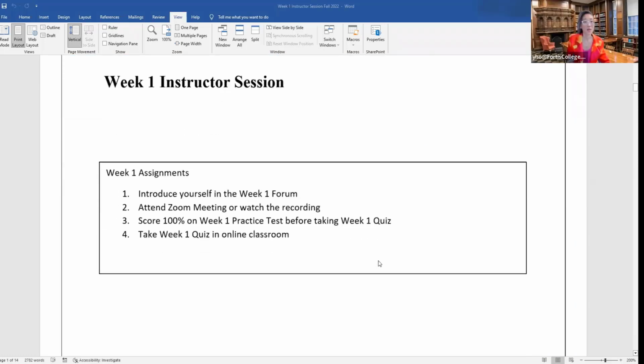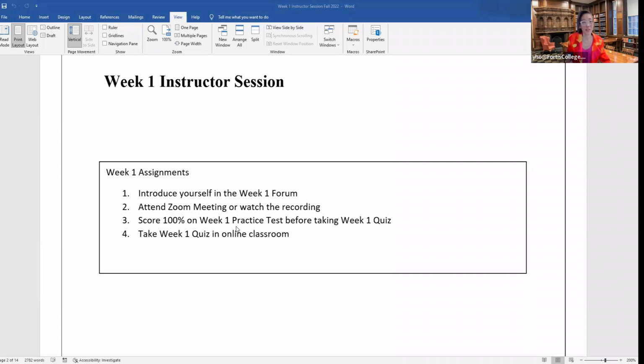In the week 1 instructor session, we introduced ourselves, and I always tell people to attend the Zoom meeting before they take the quiz. And you can take your quiz after you score 100% on the week 1 practice quiz. The practice test is inside this lesson. After I give the lesson about the grammar rules, we all take a practice quiz. And the practice quiz questions are the actual questions on your week 1 quiz.